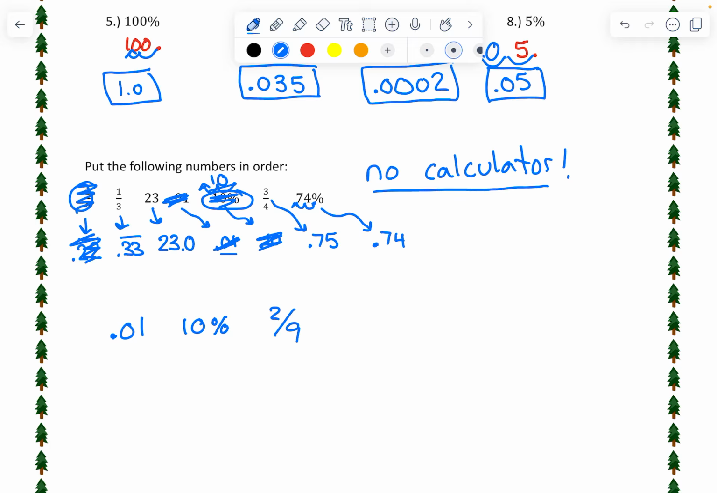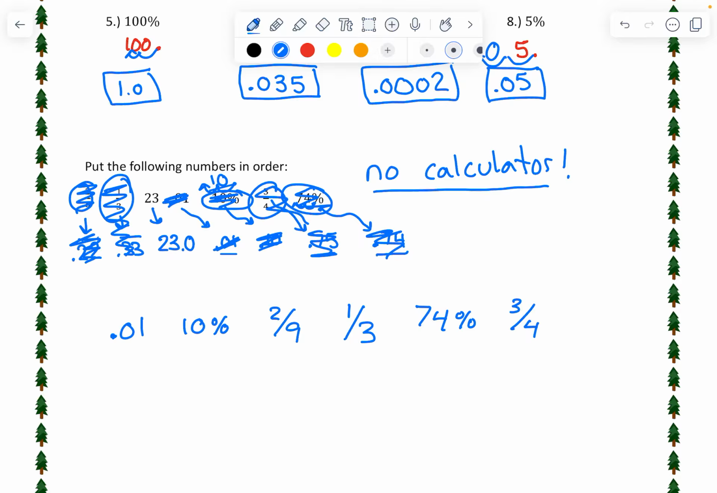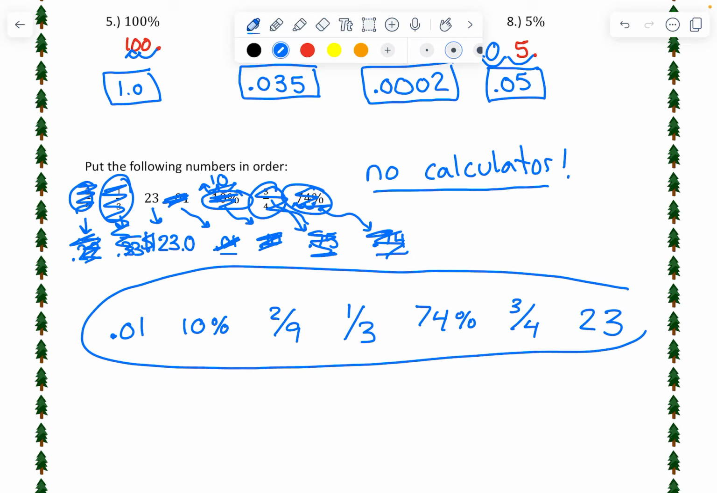So 33 cents would win, and that was really 1/3. And then looks like 74 cents, which was actually 74%. And then 75 cents, which was 3/4. And then $23 was the biggest amount. So now you got all your numbers in order. So we still turn it into money, and then we figure out who the smallest is and work our way up. And that's about it.